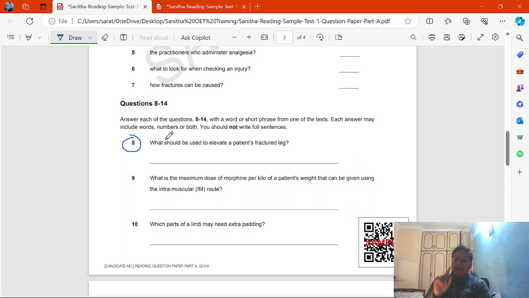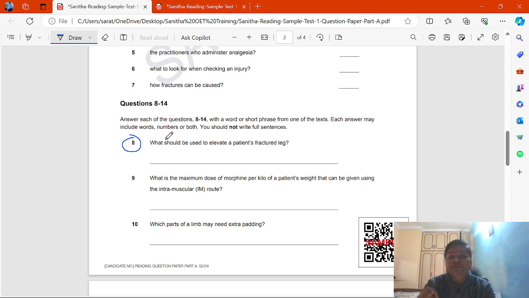Then the third tip: you have to underline the stem of the questions. That we will call a keyword. You have to underline the stem of the questions, and you have to understand what the question is asking.